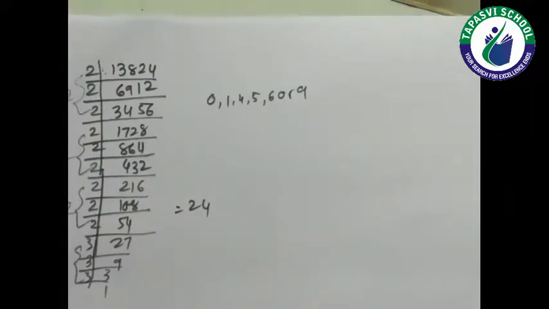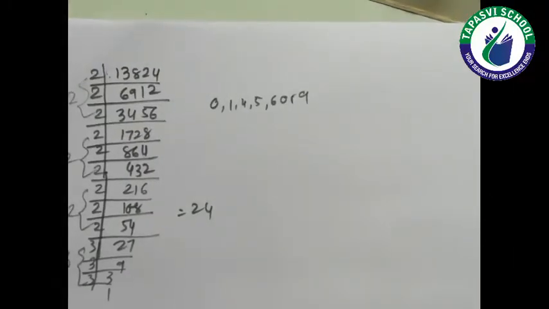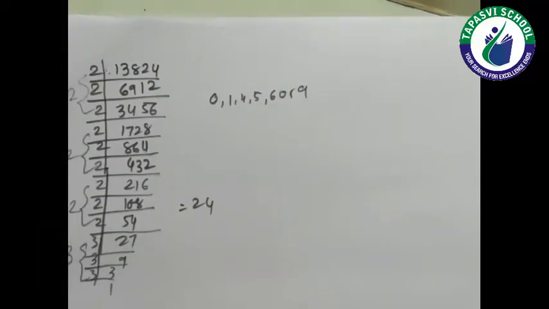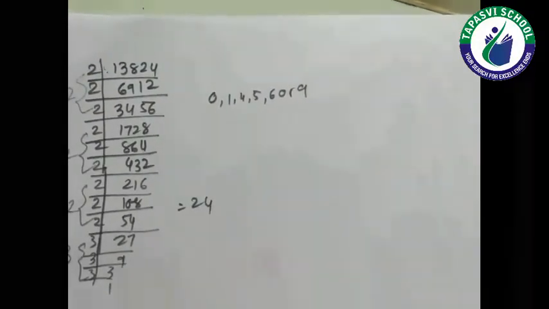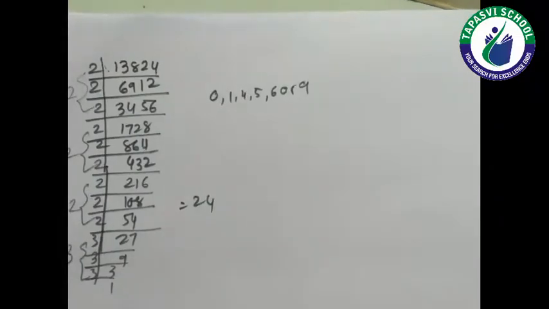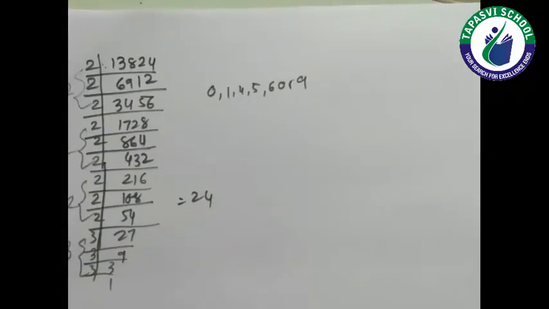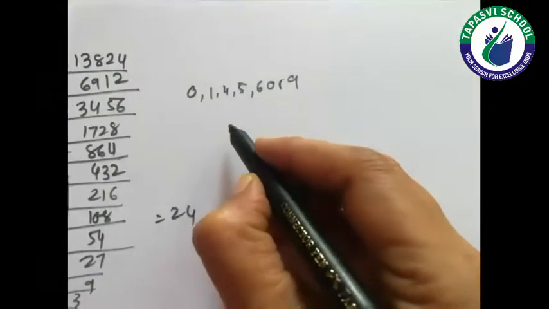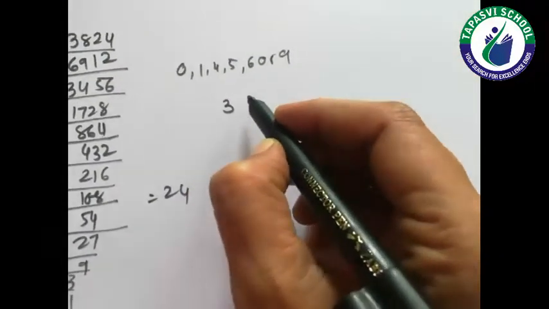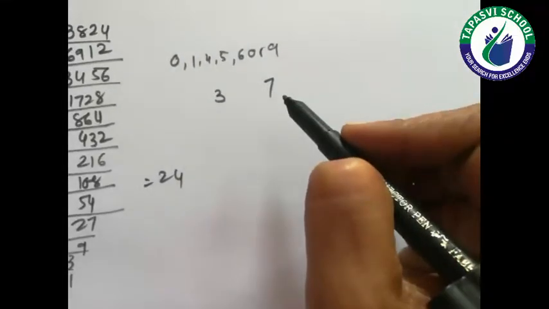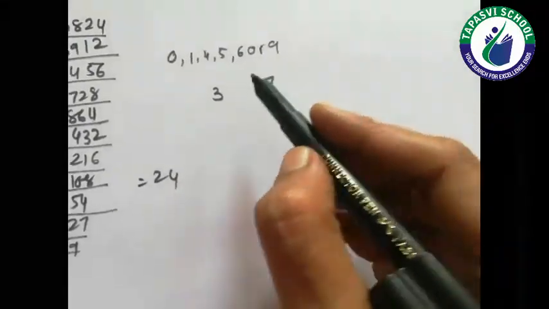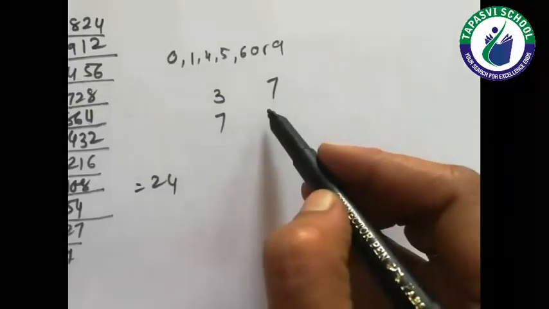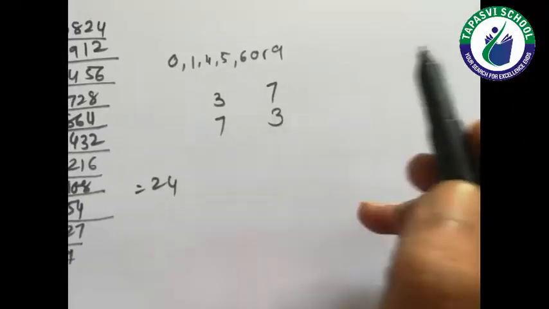Property number 2. If the digit in the ones place of a number is 2, the digit in the ones place of its cube is 8. Then property number 3. If the digit in the ones place of a number is 3, the digit in the ones place of its cube is 7. That is, if the last digit of any number is 3 and we take its cube, then we will get 7 as the last digit of the answer. And if a given number has 7 as the last digit, then if I make its cube it will be 3.